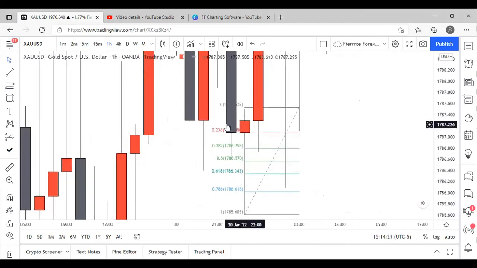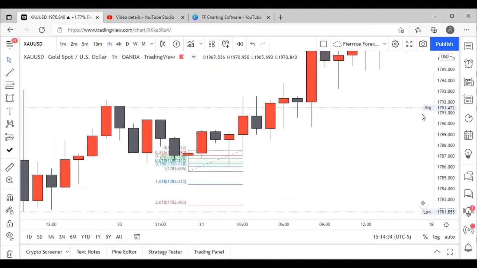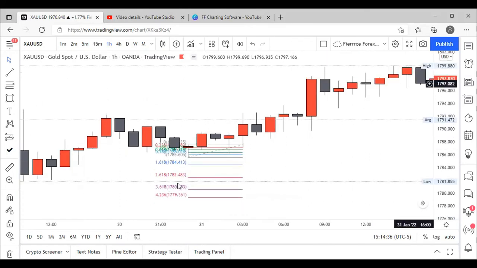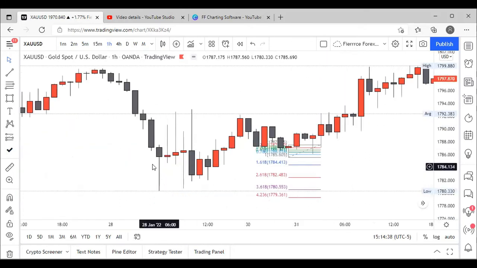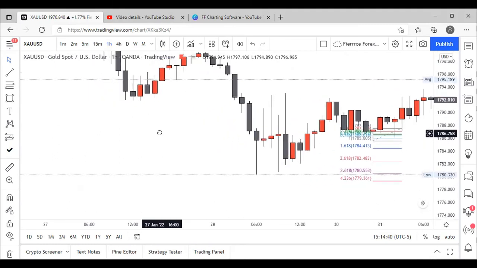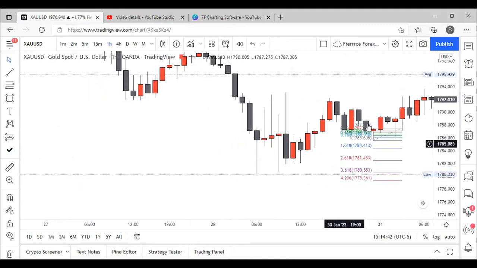The body of the candle is above the 38.2. This is the body of the bullish candle. It's above the 38.2%. What does that signify? A bullish move. Okay, that's one. And this is on the 1 hour.